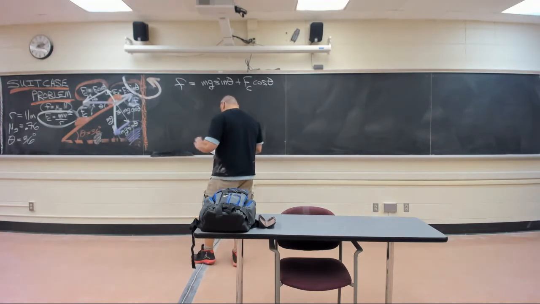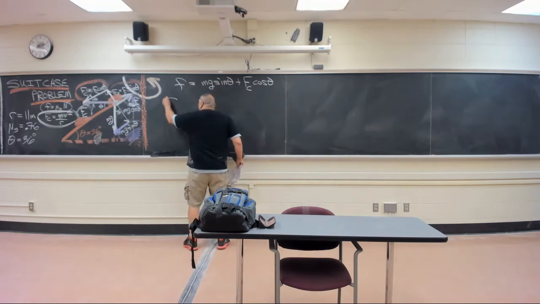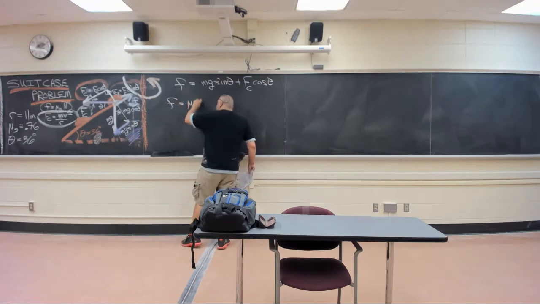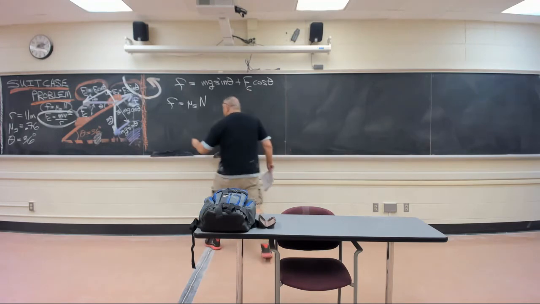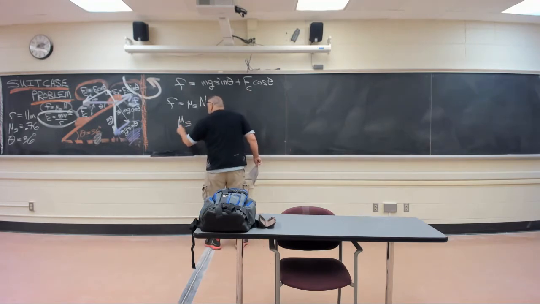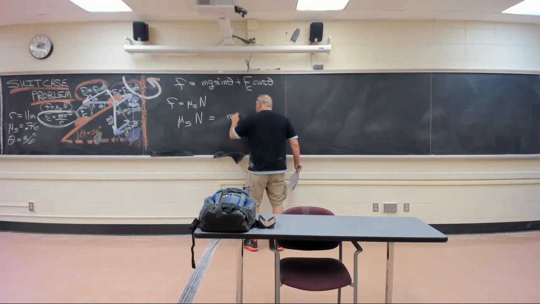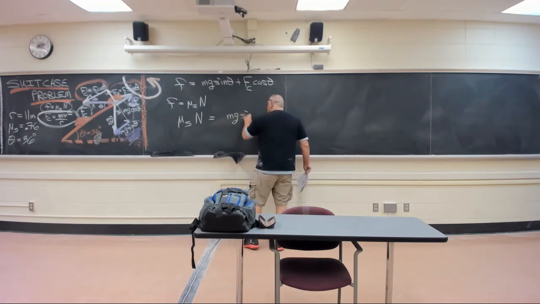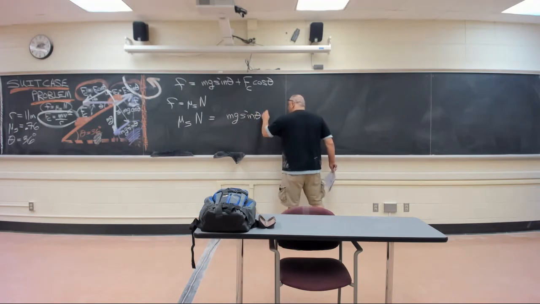Well, what does this mean? Well, the frictional force is mu sub s times n, which means mu sub s times the normal force will give me mg sine theta. That's a slide down component. Mg sine theta is a slide down component.